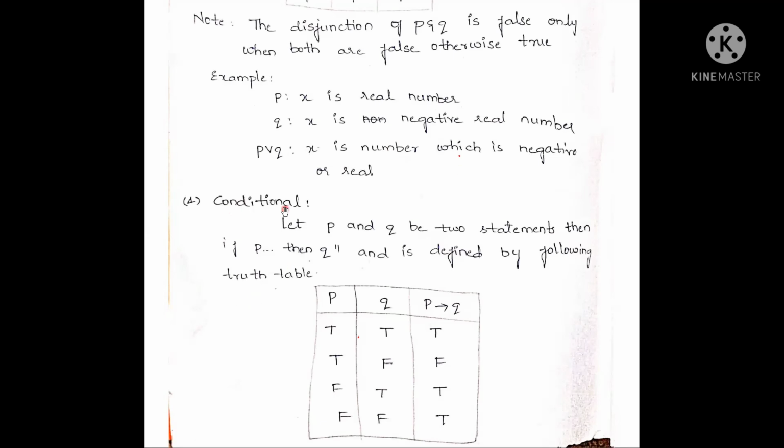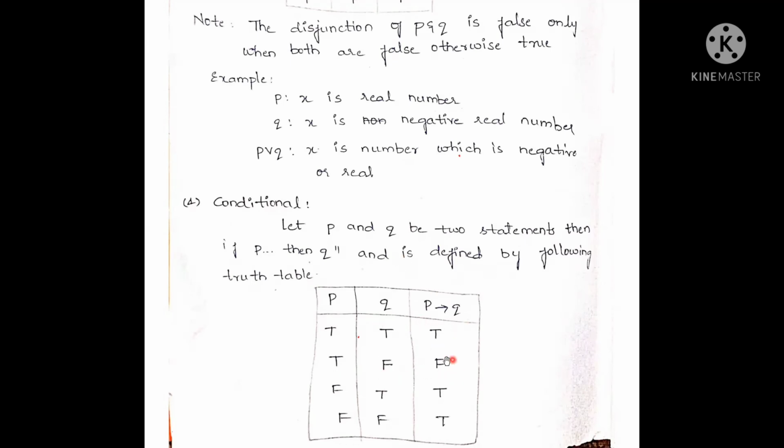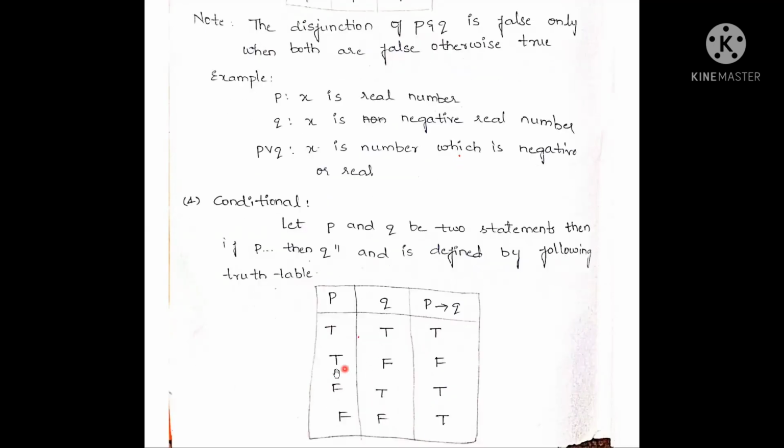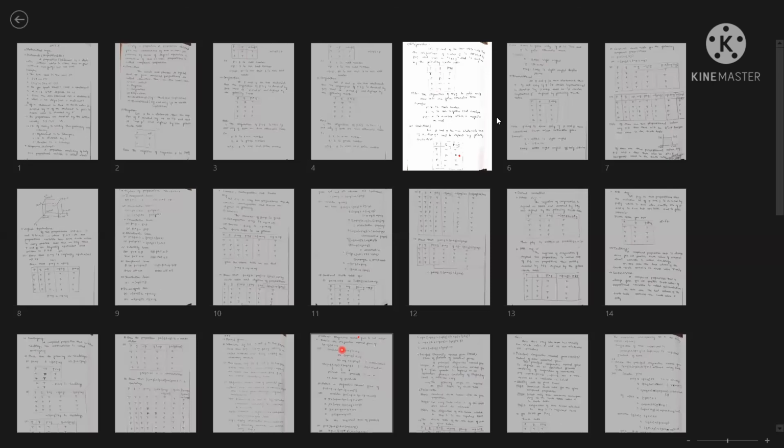Now coming to conditional. What is conditional? Let P and Q be two statements, then if P then Q. Conditional is denoted like this, P implies Q, and then it is defined like this. Remember one condition: if P is true and Q is false, then P implies Q is false. Just remember this condition. Okay, next, moving on to the next slide.